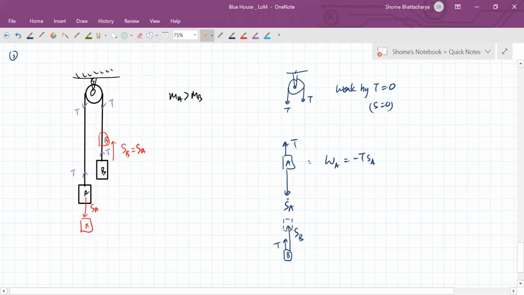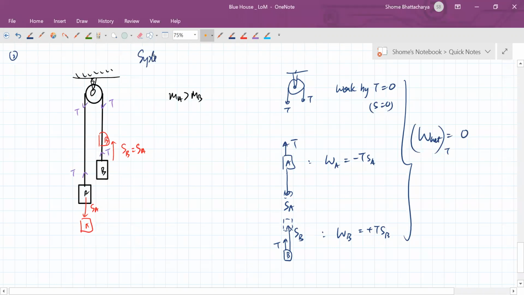So B displaces like this after some time, A displaces like this after some time. So work done by tension on B will be plus TSB. Now the net work done by tension within the system should be zero. Here we are taking the system as the blocks A and B plus the thread plus the pulley. So tension is an internal force within the system. That's why this net work done should be zero.